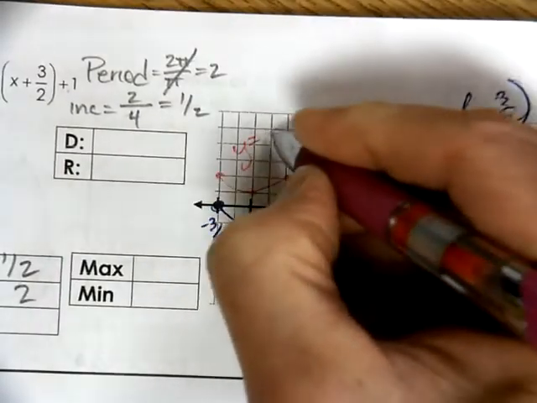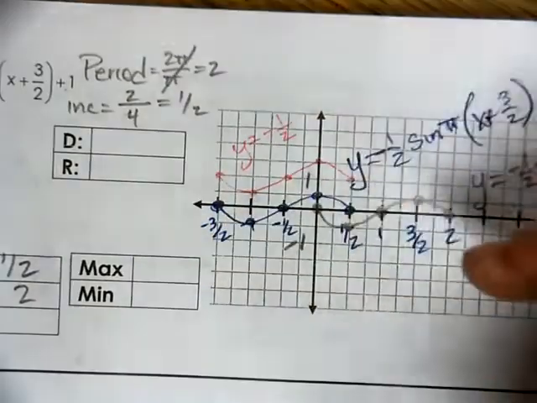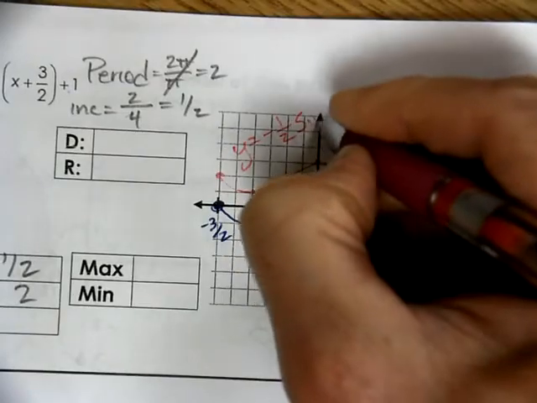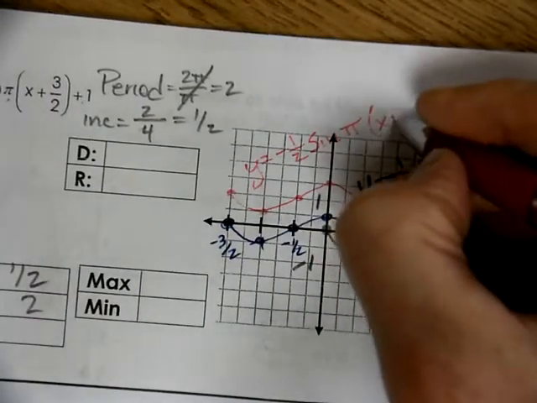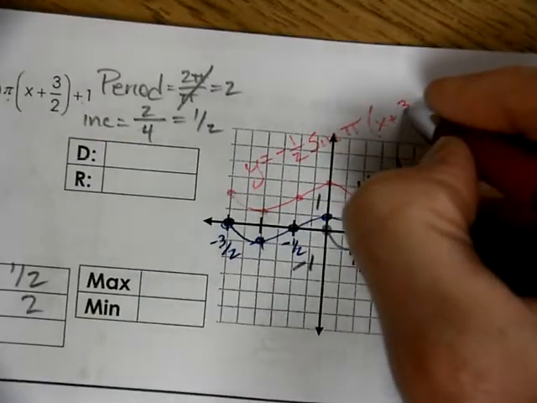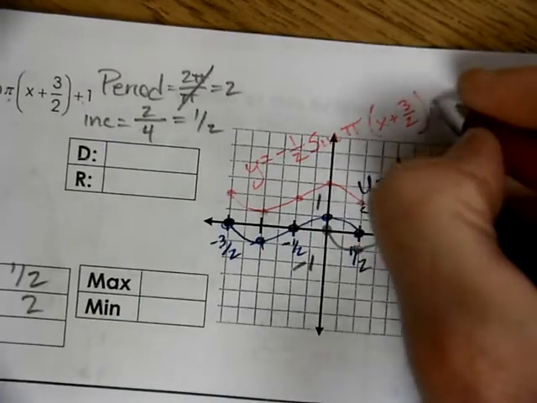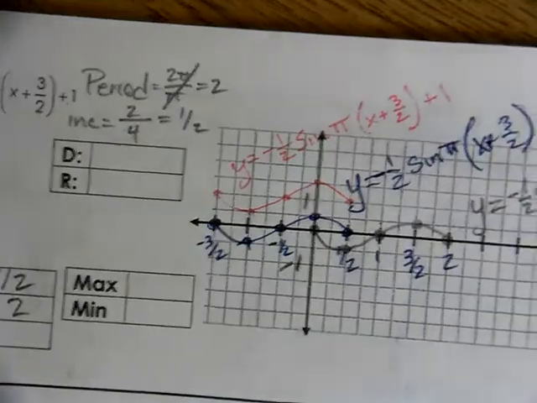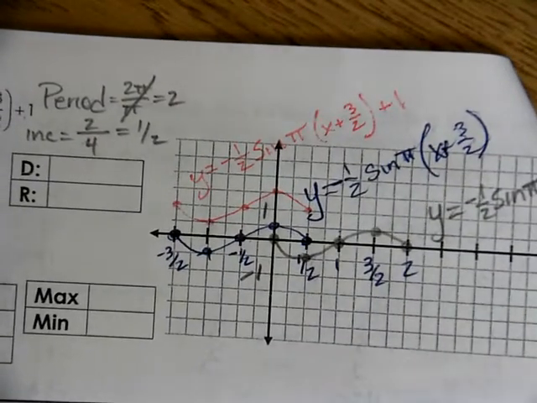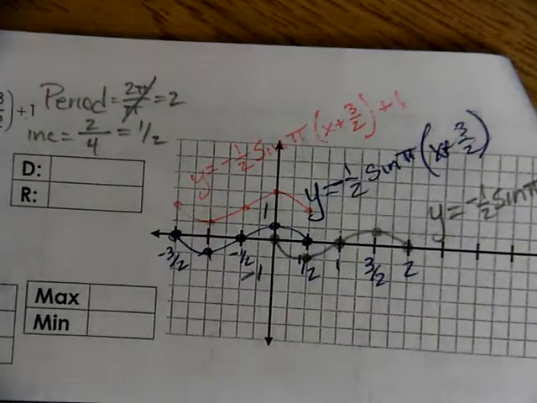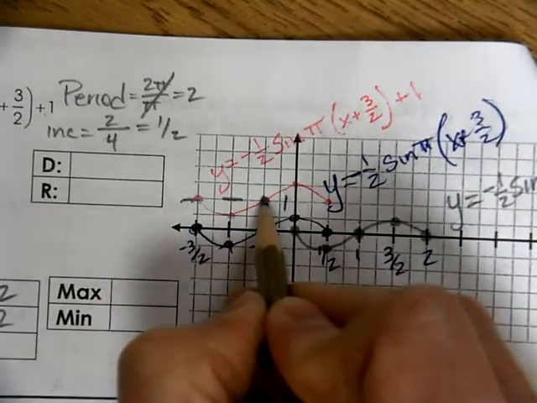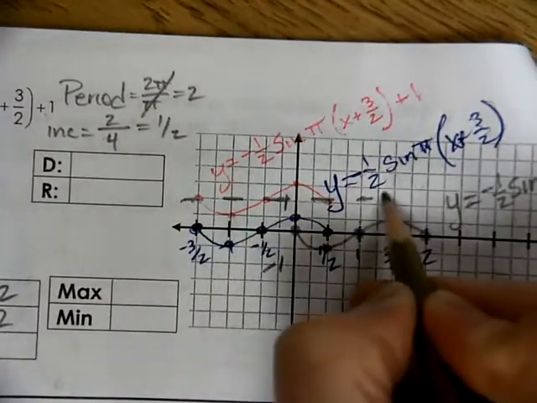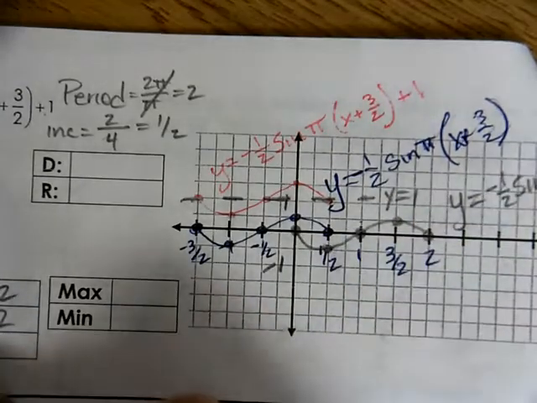equation, which is y equals negative 1/2 sine of pi x plus 3/2 plus 1. So my midline is actually up here at my k value, which is y equals 1.